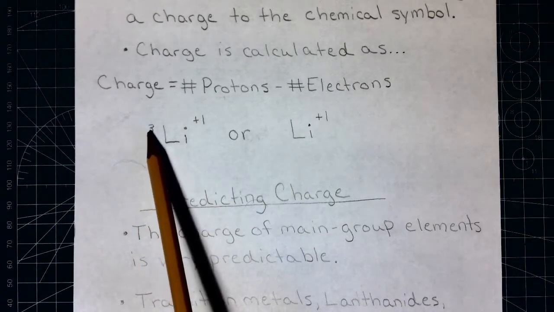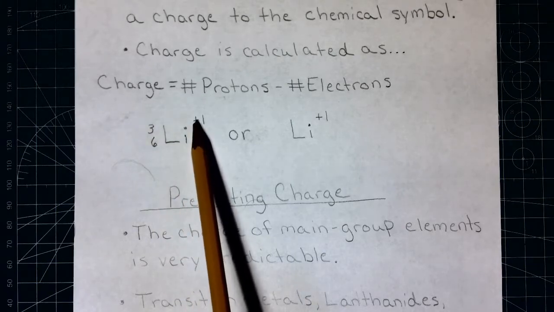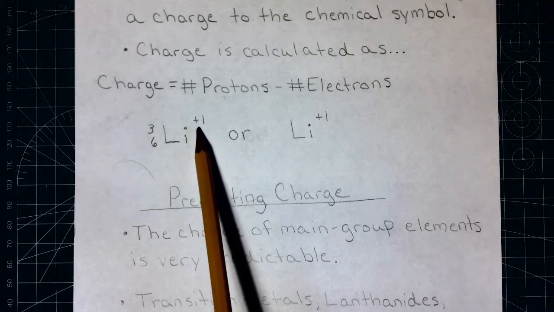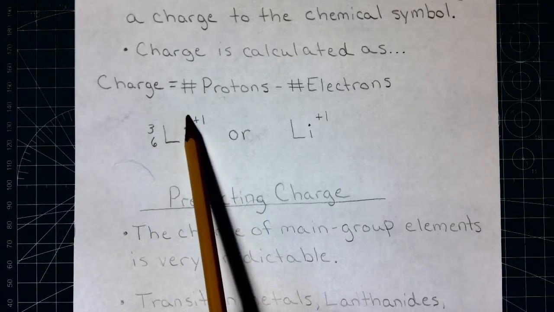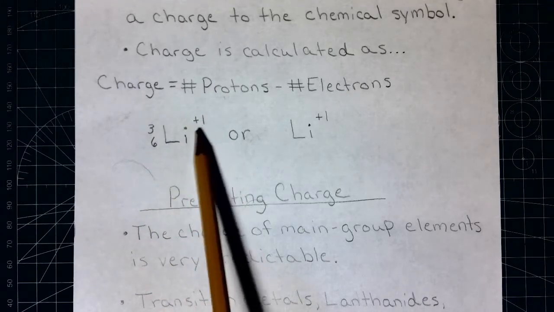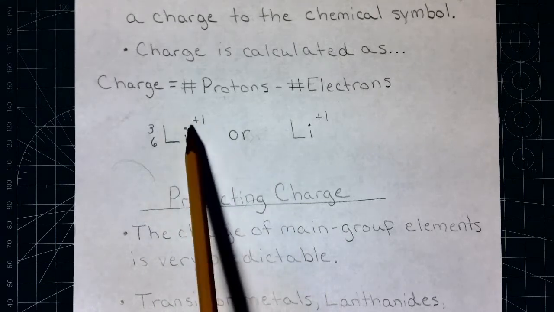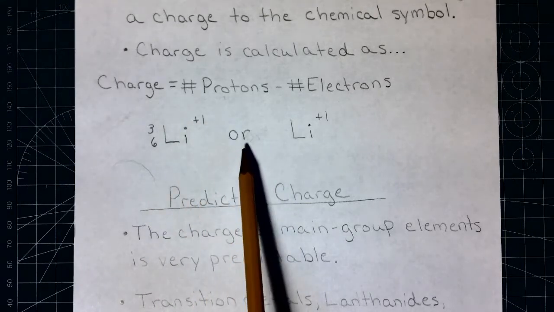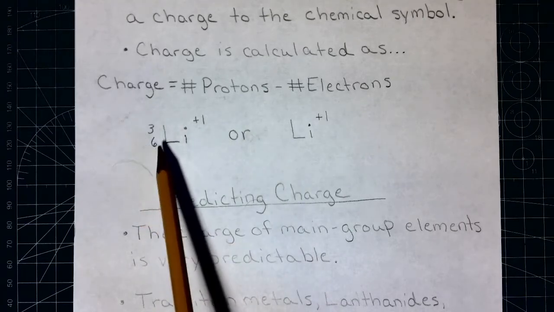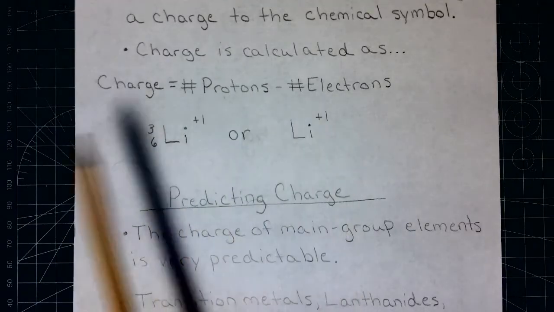And I'm going to write it just as I normally would, 3, 6, lithium, with this +1 up at the top. I actually believe in your text, it may go with 1+ up here. Those are pretty much equivalent statements. It depends on which text you're going with how they do it. Or we might forego writing this altogether and just write it as lithium +1.